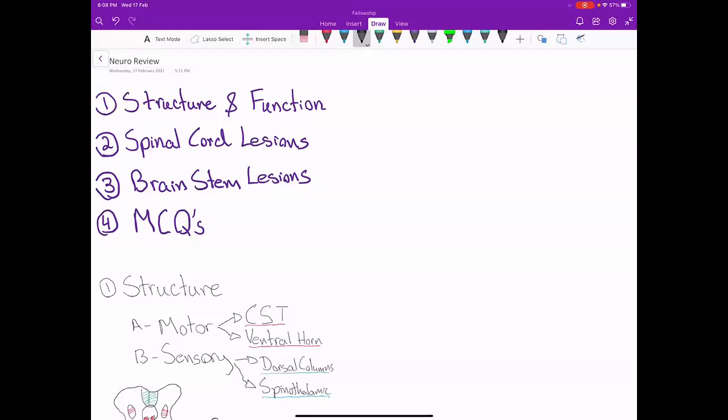The first thing, when we talk structure, you need to be well aware that for motor, we have the corticospinal tract, and I'm sure you've heard that a lot by now. We have the ventral horns. Now, when you say corticospinal tract, that always means an upper motor neuron. When you say ventral horns, that means lower motor neuron. Okay, that's the first thing I want to touch upon.